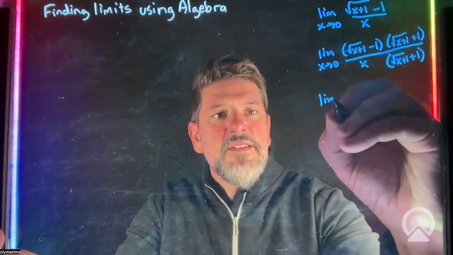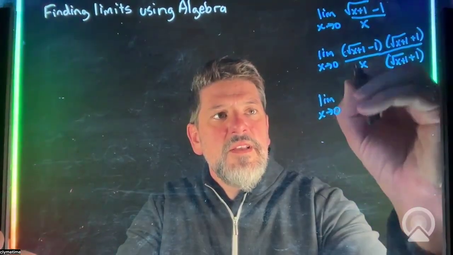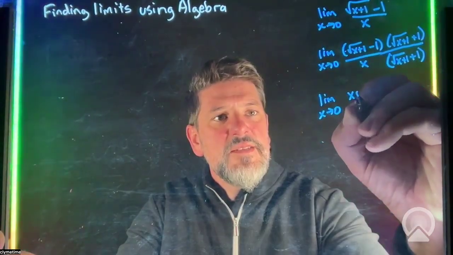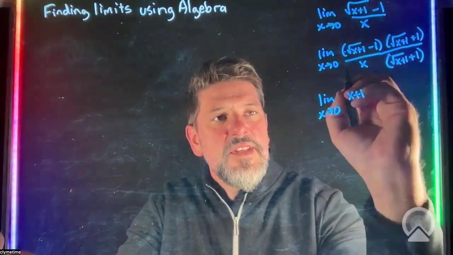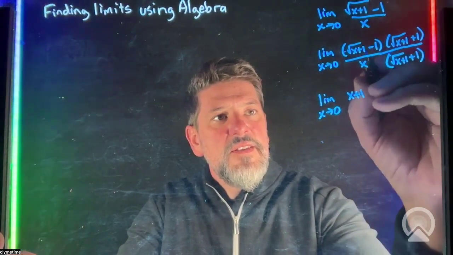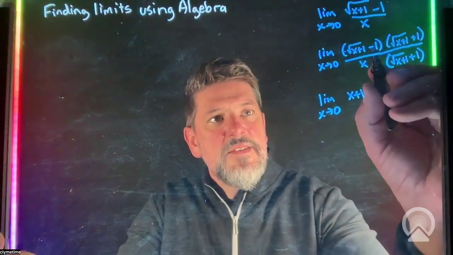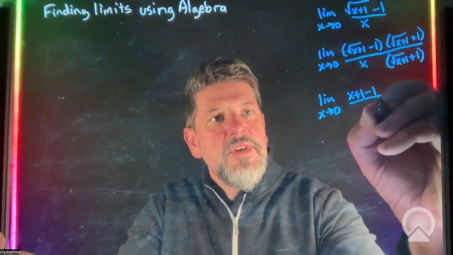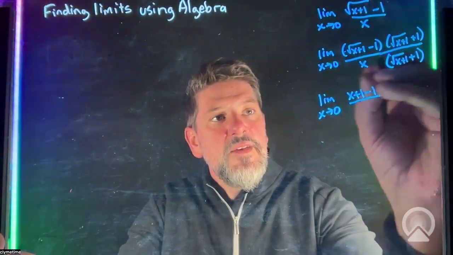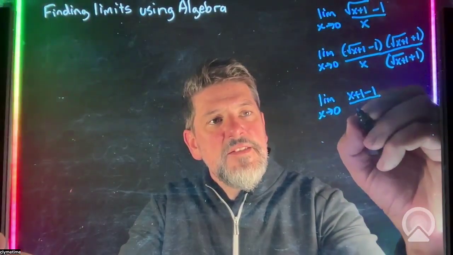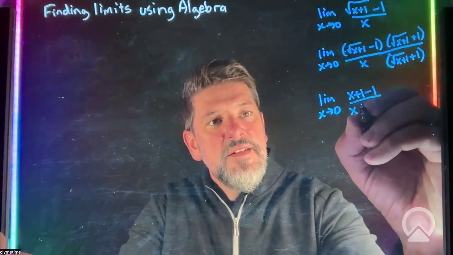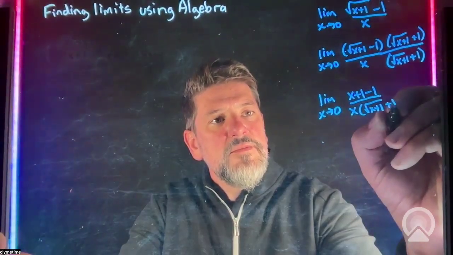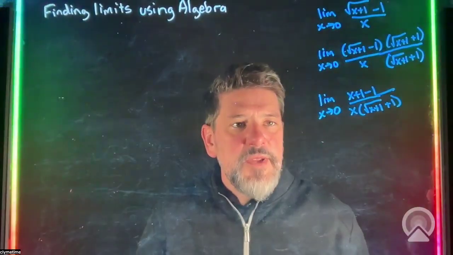So the limit as x approaches 0. In the numerator, I get square root of x plus 1 times the square root of x plus 1. Well, that's going to be x plus 1 because the square roots cancel out there. The outer and the inner, they cancel out. And so negative 1 times positive 1 is negative 1. So you end up with x plus 1 minus 1 after we FOIL the numerator. In the denominator, we have x times square root of x plus 1 plus 1. That's what we have in the denominator.